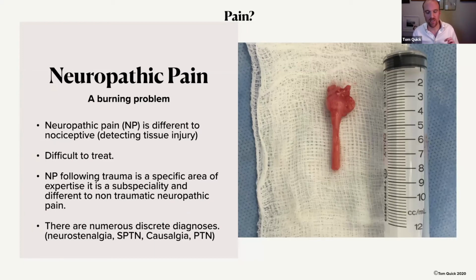So please, please don't, and I think we're going to talk on this in later talks, please, please don't just go straight to the diagnosis of exclusion, which is CRPS. If there are diagnoses that you can make, it is not CRPS. Neurosthenalgia, symptomatic post-traumatic neuroma, causalgia, post-traumatic neuritis, all improvable, maybe not curable, but improvable with surgery.